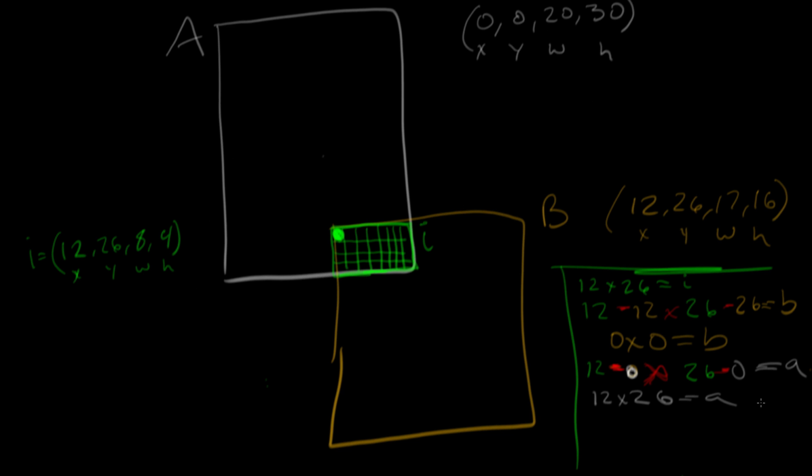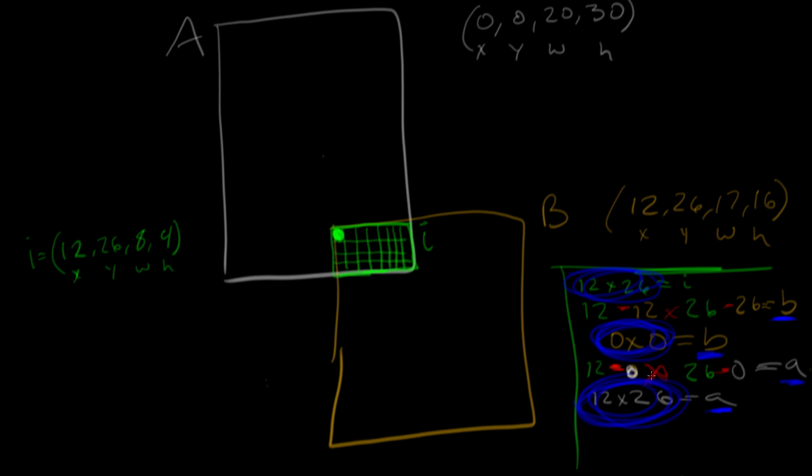So we're looping through every pixel in I. We're using I as the looping source. So now we need to convert it to B here and A here. So we need to convert this pixel 12 by 26, this pixel here, to B and A. Once we do that, we can get the color data from 0, 0 in B and 12, 26 in A. Then we compare those values and we're done.